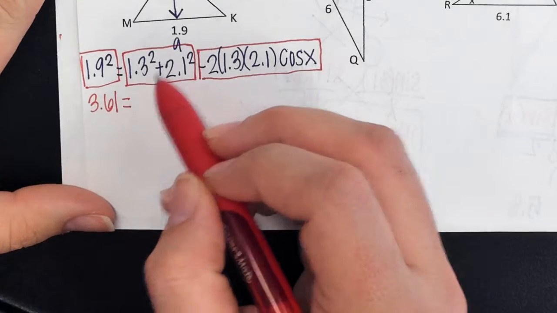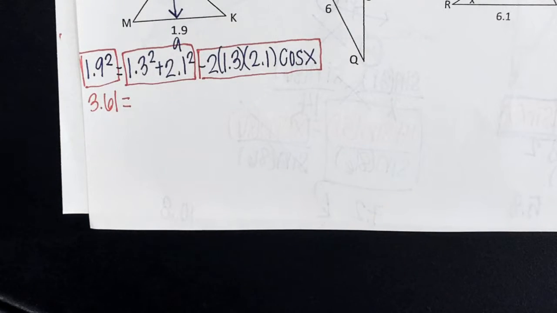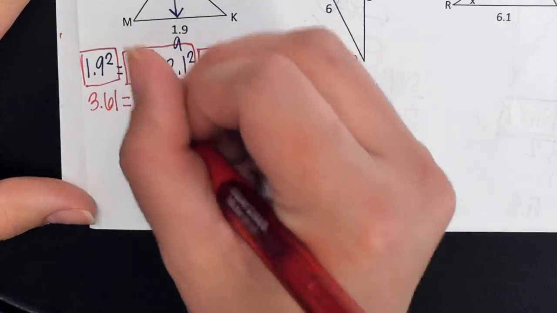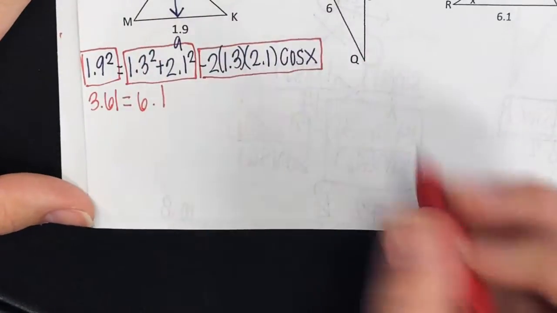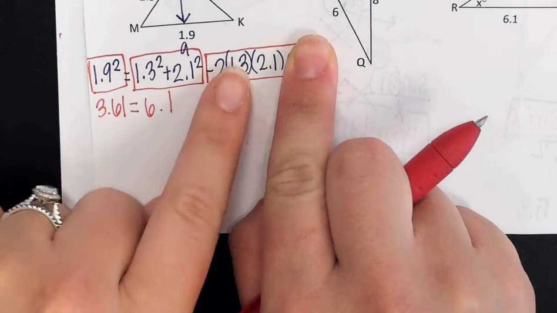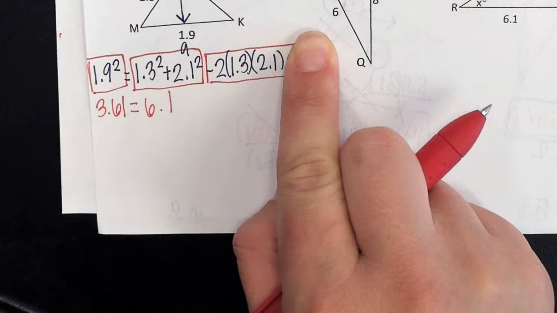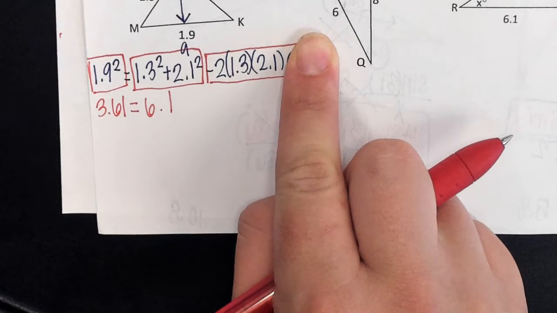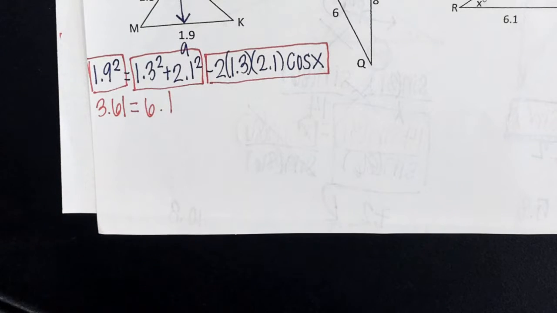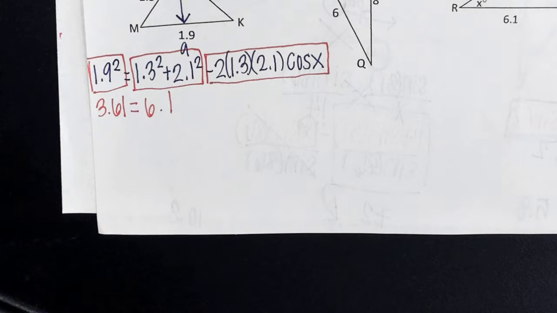Plug this in your calculator. 1.3 squared plus 2.1 squared. 6.1. Now combine all of this. Don't plug in cosine to your calculator. Just do -2 times that times that. Guys, the whole point of this is for you to be typing it in your calculator to see if you can do it right. Okay, so we're supposed to be doing this all together.